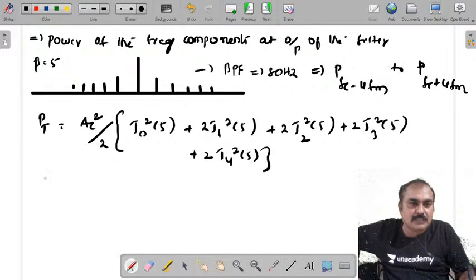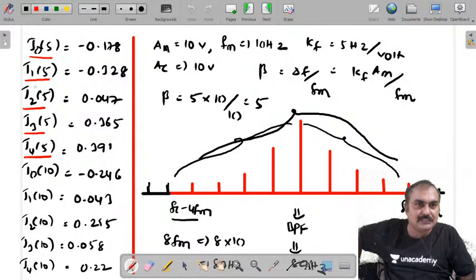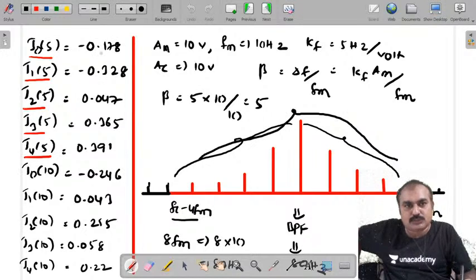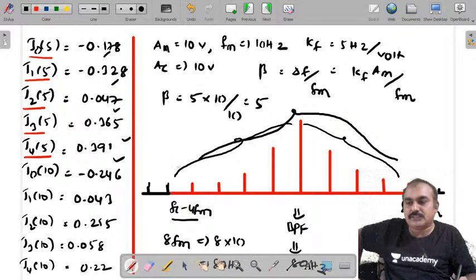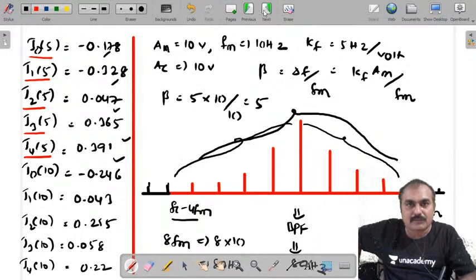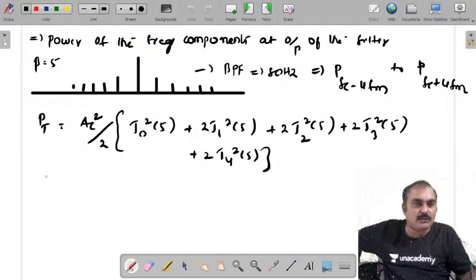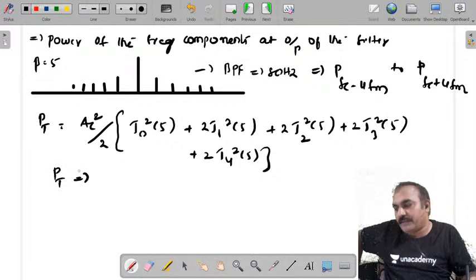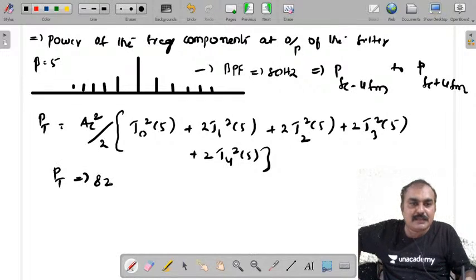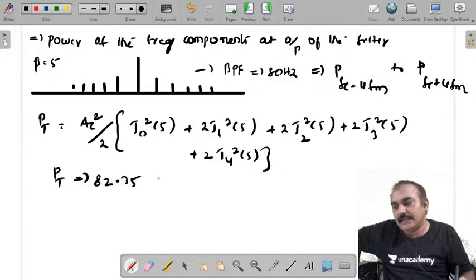My dear students, you need to go for all these particular values. Now substitute all these parameters. Substitute the values of J0, J1, J2, J3, J4 here. Then what is the answer? The total power you are getting is 82.35 watts.